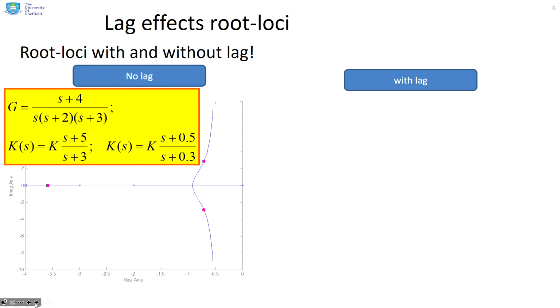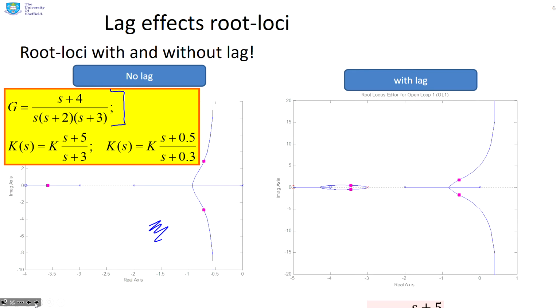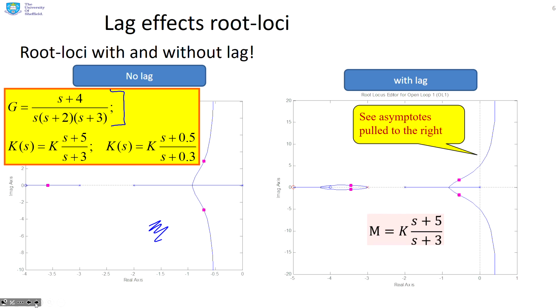So what does a lag do to a root loci? So you'll see here, I've got the original root loci for this system. And now what I'm going to do is add a lag compensator. Now what you'll see is the asymptotes have been pulled a long way to the right. In fact, in this case, they've been pulled all the way into the right half plane. So if somebody suggested you use this compensator here, you'd probably be saying, whoa, hold on a minute, I'm not sure this is a good thing. It's really causing me problems.